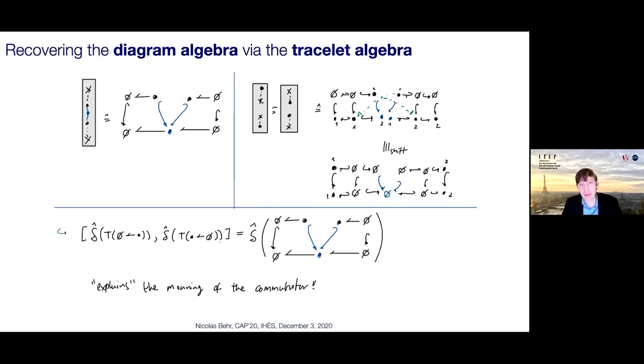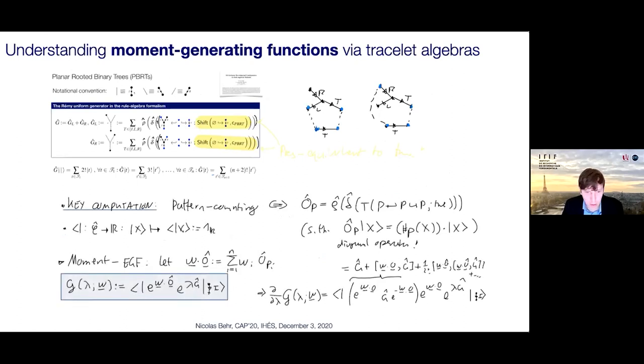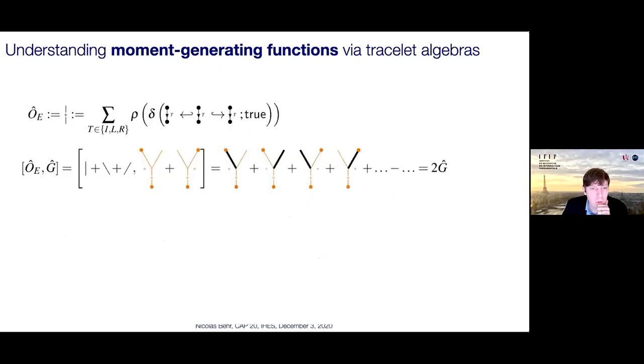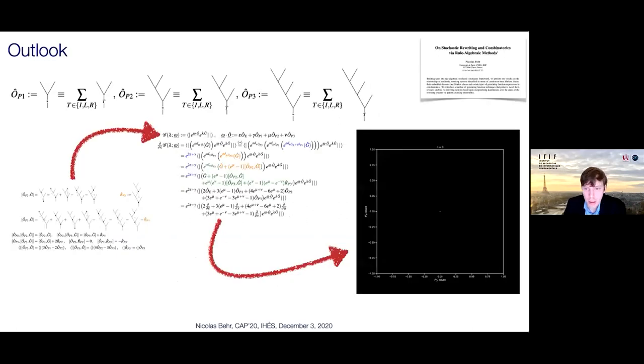OK, I wanted to speak about planar rooted binary trees, but I think I'm out of time. So it's just to say that in these calculations, and I also showed this last year at CAP, one can now start to see combinatorial, simple counting arguments on why certain commutators have the form they do. So that's the main motivation for this work, but I do realize I'm out of time.